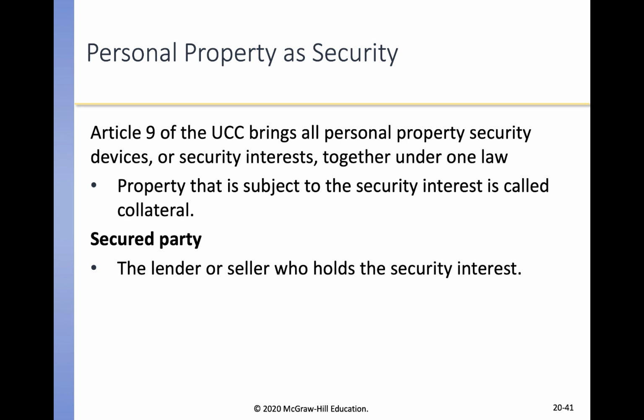Article 9 of the UCC covers personal property, and it brings all personal property security devices or security interests under one law. Property that's subject to the security interest is called collateral. And a secured party is a lender or seller who holds the security interest. And to have a security interest, it attaches. So a security interest is said to attach when the secured party has a legally enforceable right to take that property and sell it to satisfy the debt.